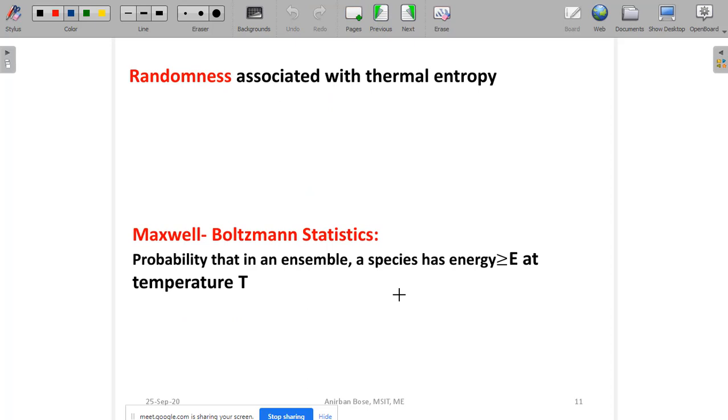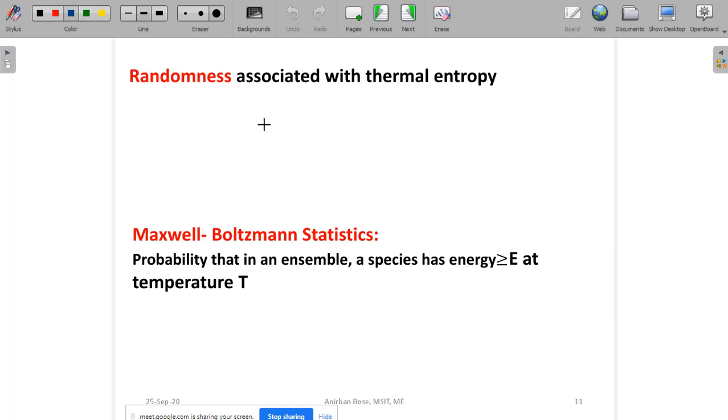Now, randomness associated with the thermal entropy is definitely related to the oscillation. Already I have told you that oscillations have varying amplitude and varying directions. So definitely randomness is associated with the atoms, because you have heard that entropy gives an idea about the randomness within the material. This randomness is associated with the thermal energy, and thermal energy means the oscillation of the atoms. And oscillations mean randomness is present in terms of amplitude and in terms of direction.